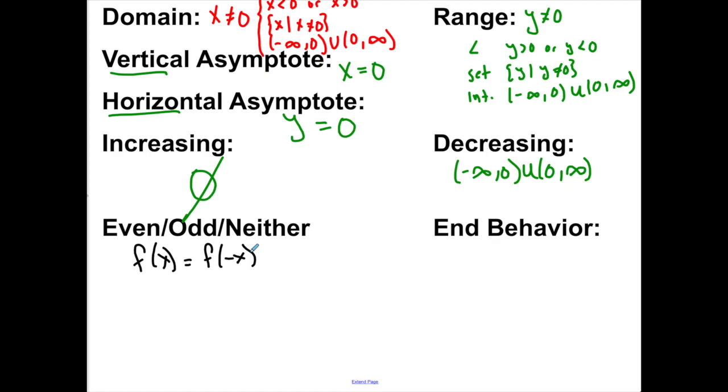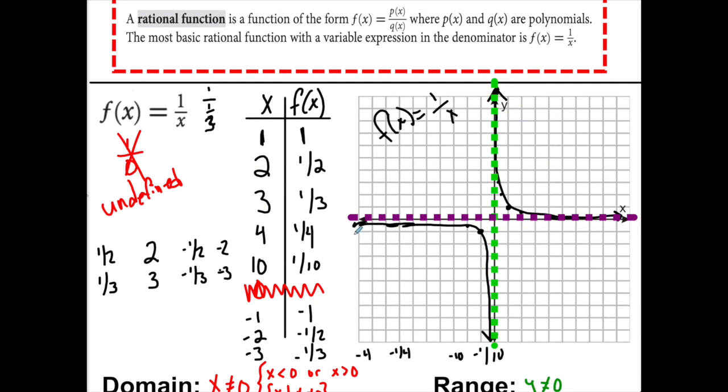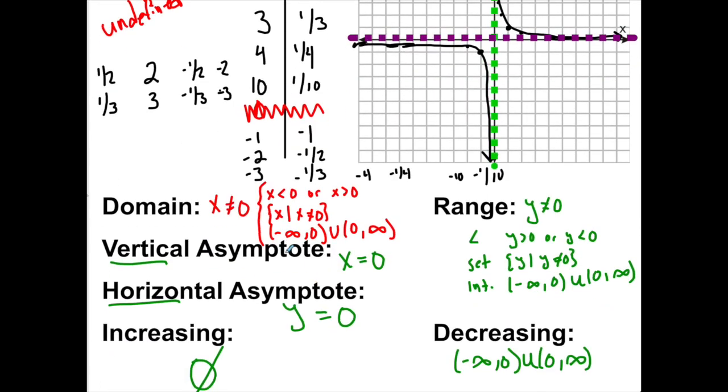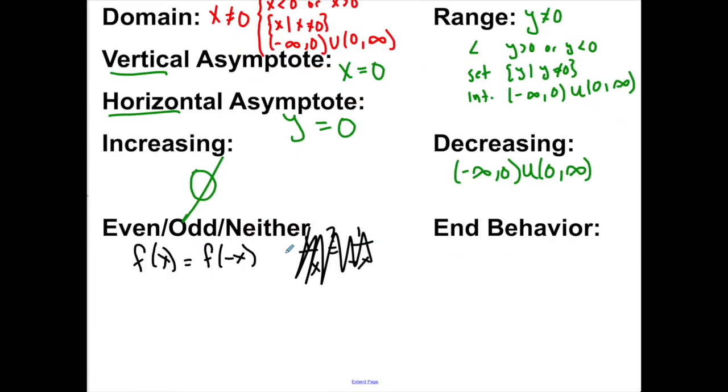So is 1 over x the same thing as 1 over negative x? No, of course it's not. And we talked about that earlier, right? The fact that 1/2 and negative 1/2, you can see an example right here. Another example. When you make x negative, you clearly do not get the same output. So it is not even.